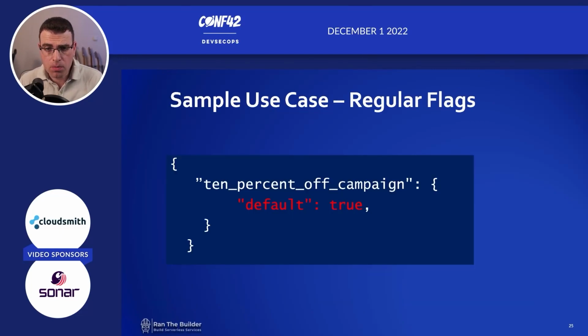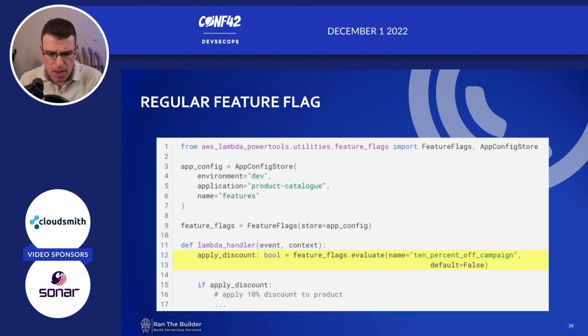So let's go back to the simple use case. We have a regular feature flag, a 10% off campaign, and the default value is going to be, let's say the feature is enabled by default. And this is how you're going to use the code. In line 3, we're going to define the AppConfig configuration, the environment, the application, and the configuration name. In line 9, we're going to define the instance of our SDK with the in-memory cache. We're going to initialize it. And then in line 12, we're going to evaluate, right? This is the magic function. We're going to evaluate the feature flag 10% off, and we're going to get a Boolean value back, apply discount. And then you can see the naive implementation again in line 15. If apply discount, change the behavior, do something new.